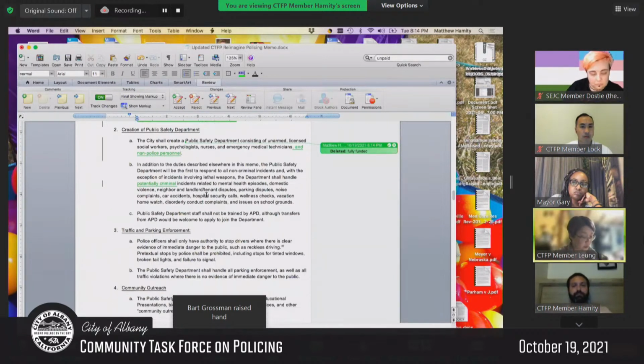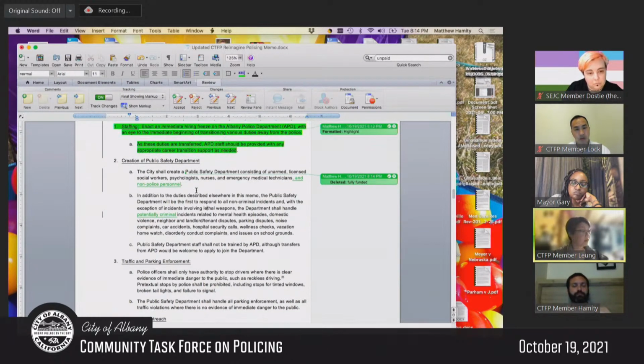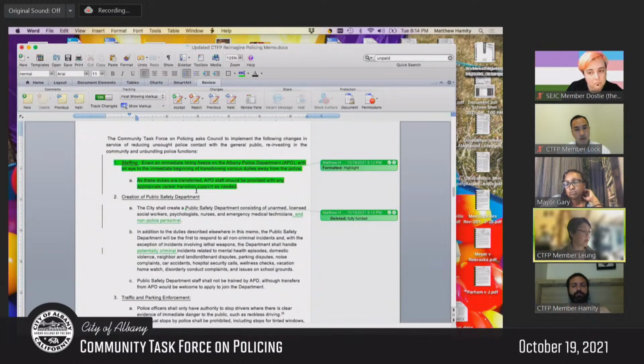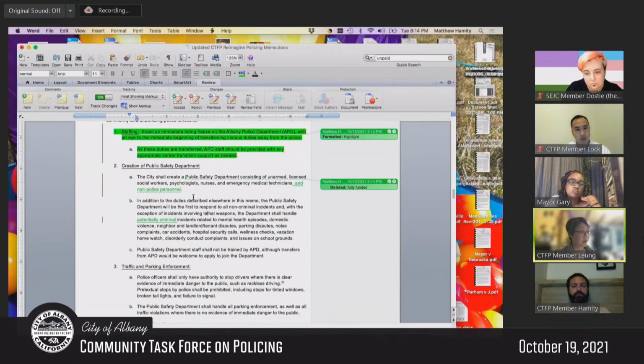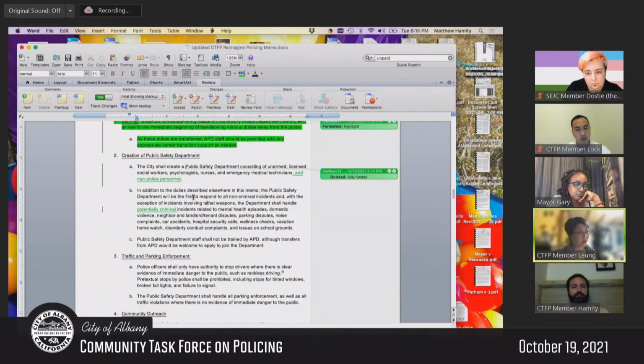I might suggest that you combine A and B together in some ways, because the functions described in B feel important, and then the staffing is A. You have basically a mental health and emergency medical arm of the public safety department, and you can also have a police arm. But the functions and the concept is what's described in B. It feels like that's what you're wanting to create in terms of a public safety department.